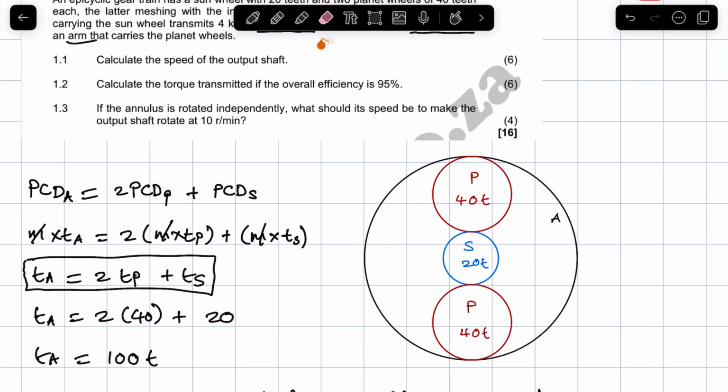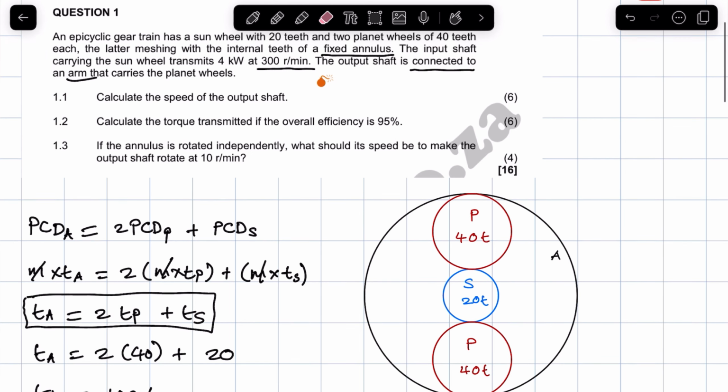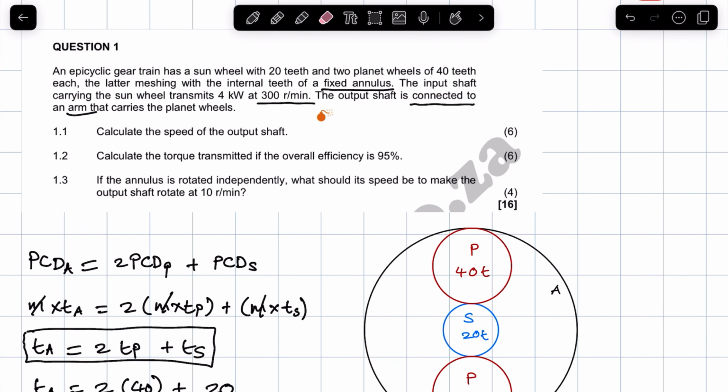So now let's look at 1.2. They say calculate the torque transmitted if the overall efficiency is 95%, right? So that is out of 6 marks. Now there's a number of ways you can do this, but based on the marks for this sub question, you're going to take one that is, I would say, a bit longer, because of the marks allocated, right?